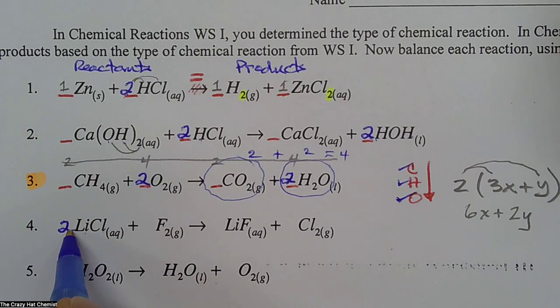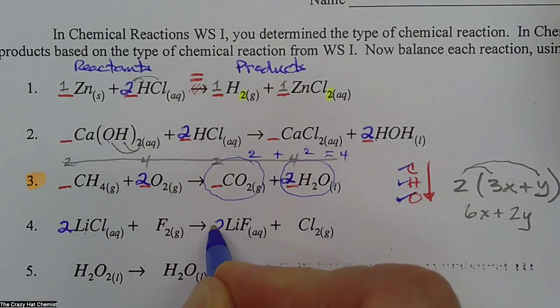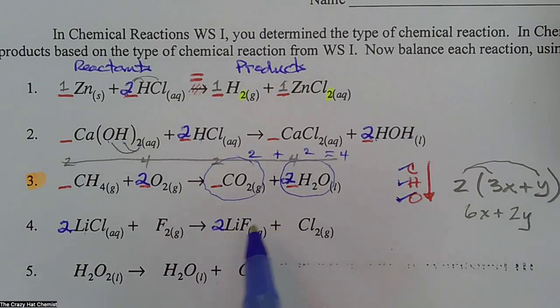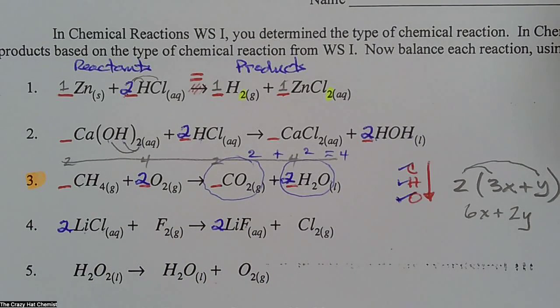Now I have 2 lithiums on the reactant side and only 1 on the product side. So I'm going to place a 2 coefficient on the lithium fluoride. That will give me 2 lithiums, but also 2 fluorines. And there are 2 fluorines here on the reactant side as well, and that one is balanced as well. Let's go to the next problem here, number 5.